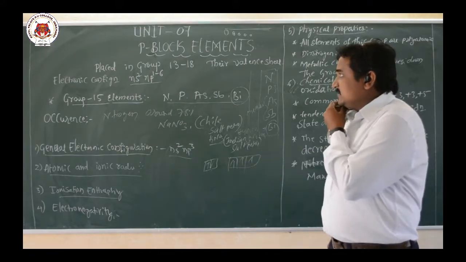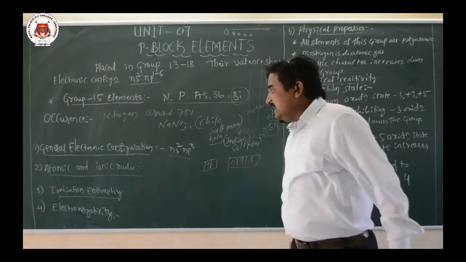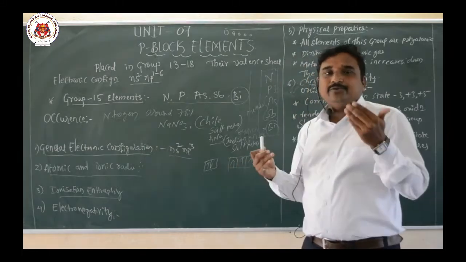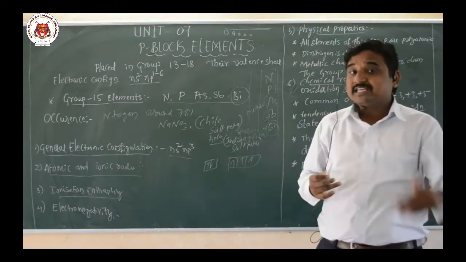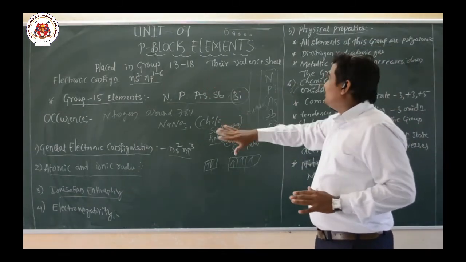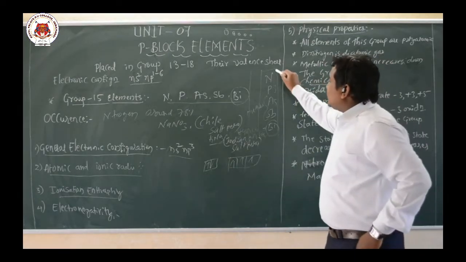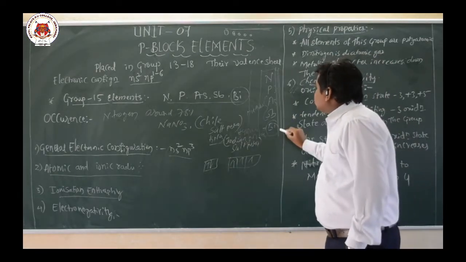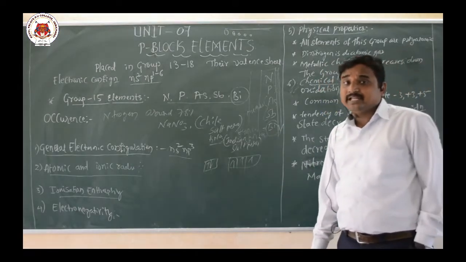So the atomic and ionic radii along the period go on decreasing because the size decreases. But here I am talking about group number 15 elements. Now, down the group, what happens? The size of the atom increases.